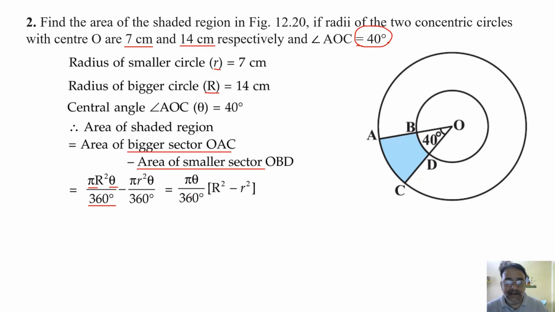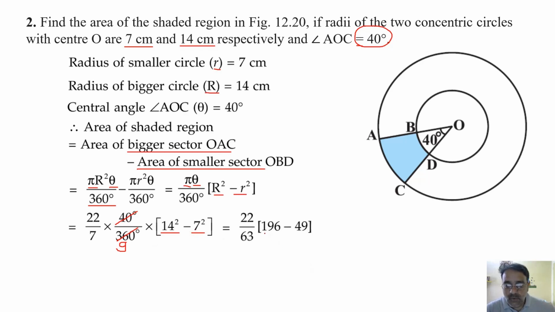Now we'll substitute all the values. The value of pi is 22/7. The value of theta is 40. So 22/7 into 40/360, 14 square minus 7 square. So यहाँ पे we can cancel, this 9 मिलेगा. Okay, so 7 into 9, 63, and 196 minus 49 we can do. Okay, so 196 minus 49 is 147. We'll get 147. Okay, so this we can cancel. ये हम लोग cancel कर सकते हैं 21 से.